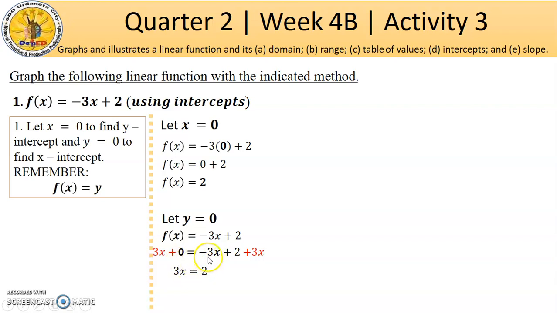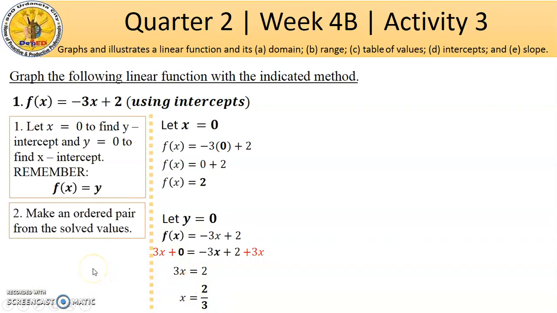So, when we are transposing, the sign of the number will be changed to its opposite. So, if it is negative, if we're going to transpose, this will become positive. Okay? Now, we have 3x is equal to 2. To remove 3 beside x, we need to divide both sides of the equation by 3. So, this will become x is equal to 2/3.